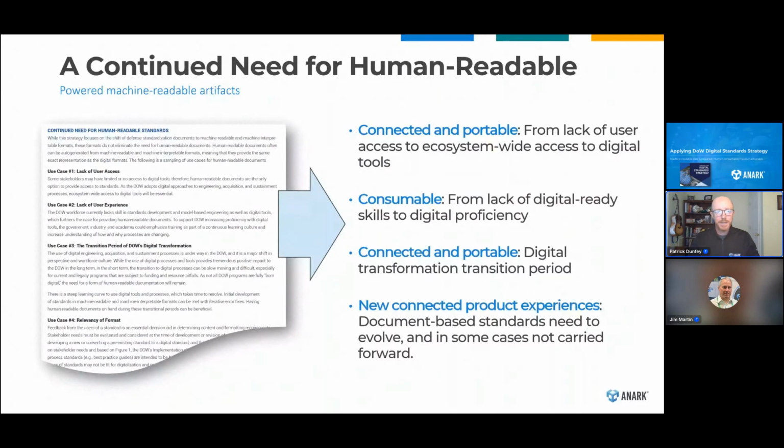And then last but certainly not least, there's this idea behind new connected product experiences where you take document-based standards of today that really need to evolve. And in some cases, as mentioned in this strategy, the standards that exist today won't be appropriate to carry forward, and brand new standards will have to be defined for the digital future that this strategy lays out. And with that, we'll bring new connected product experiences that downstream users can consume in human readable formats.